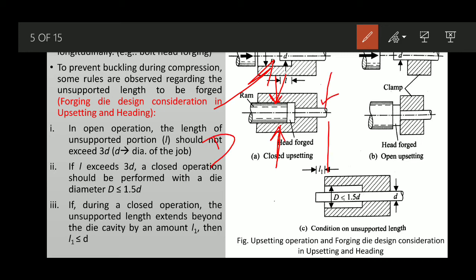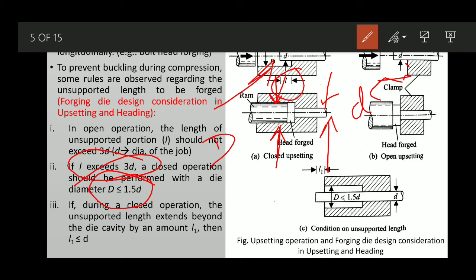This portion is the diameter of the job. Previously this much was the unsupported length. Now, if this unsupported portion exceeds thrice the diameter of the job, then we have to go for a closed upsetting operation, and the die diameter should be within this particular limit.